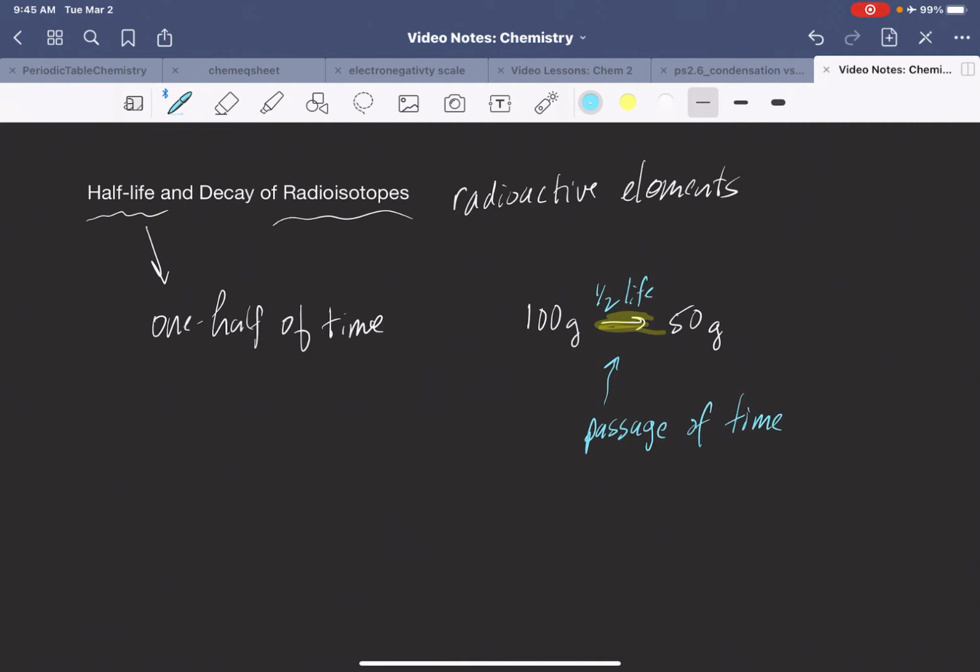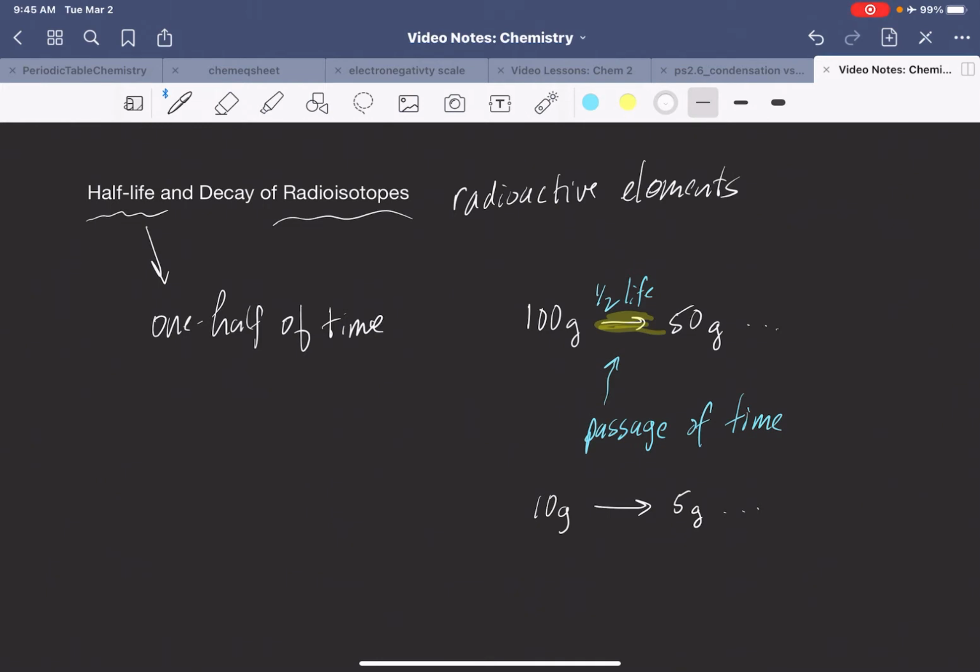to 50 grams. And it doesn't matter what the sample size is. If we had 10 grams and there was one half-life, then it would break down to 5 grams, and so on and so on. It doesn't matter what you start with. Whatever you start with is always 100% of your sample of anything, really. It doesn't matter if we're talking about elements, we're talking about pizza slices, it doesn't matter.